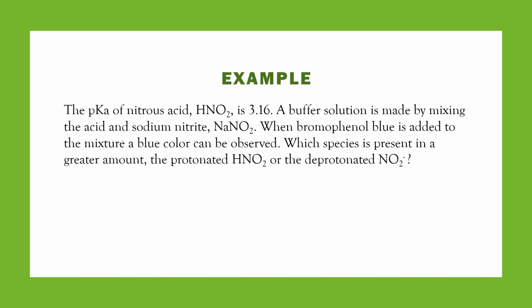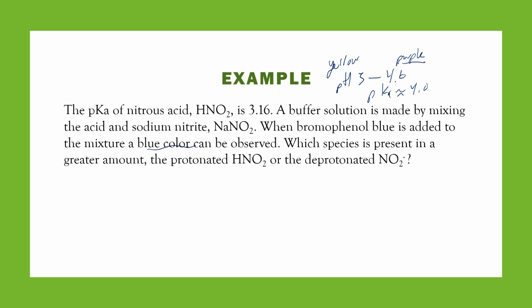If you were to look at the chart from a few slides ago, bromophenol blue changes in a range of about pH 3 to about pH 4.6, and it has a pKa value of about 4. It changes color from yellow at a pH of 3 to like a dark blue or purple at pH 4.6. So when bromophenol blue is added and a blue color can be observed, it's on the higher range. And remember, color is kind of subjective. So it says the pKa of nitrous acid is 3.16.